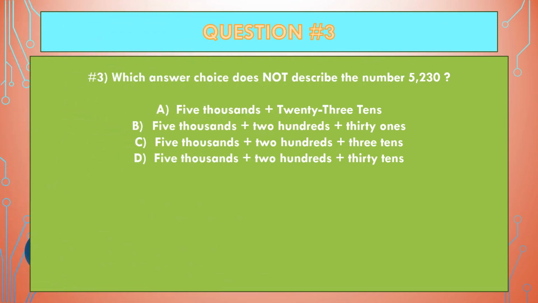All right, let's go ahead and model this problem. So again, it says which answer choice does not describe the number 5,230. So you want the answer choice that is wrong. You want the answer choice that is not 5,230. So 3 of these answer choices are going to be 5,230, and one of them is not going to be 5,230. So I have my place value chart, and I'm going to put each answer choice in my place value chart to see which one is not 5,230.